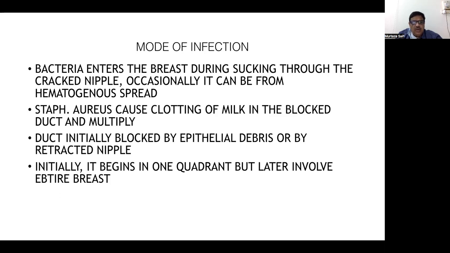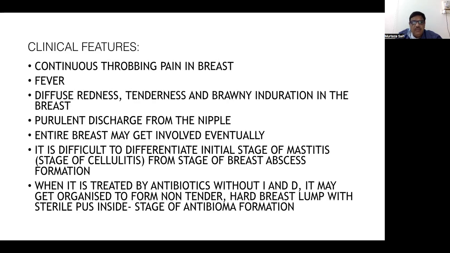The bacteria are Staphylococcus aureus, causing clotting of milk in the blocked duct and multiplying there. The duct is initially blocked by epithelial debris or by a retracted nipple. Initially it begins in one quadrant but later involves the entire breast. Clinical features: continuous throbbing pain in the breast, fever, diffuse redness, tenderness, and brawny induration in the breast, purulent discharge from the nipple. The entire breast may eventually get involved.